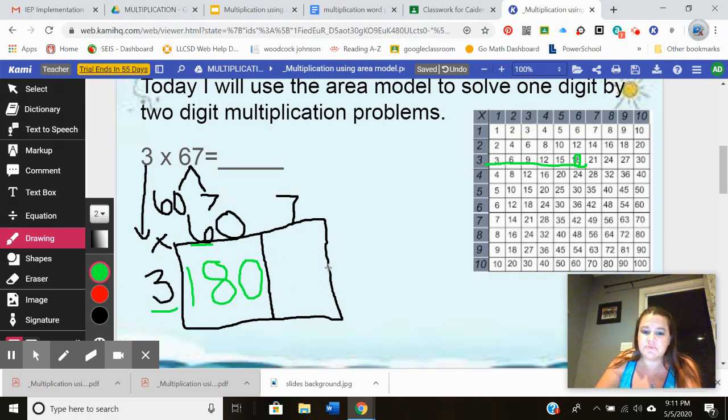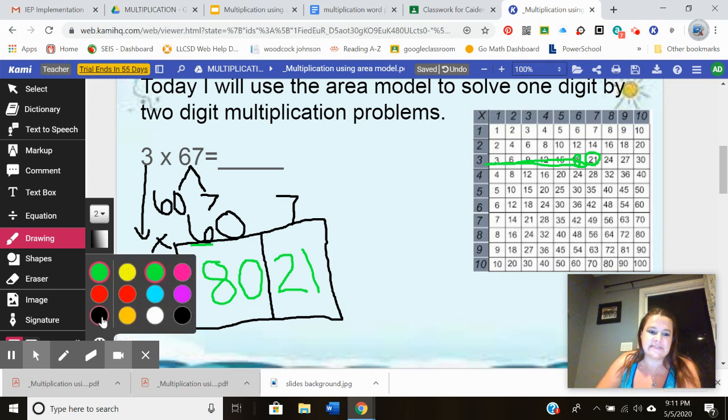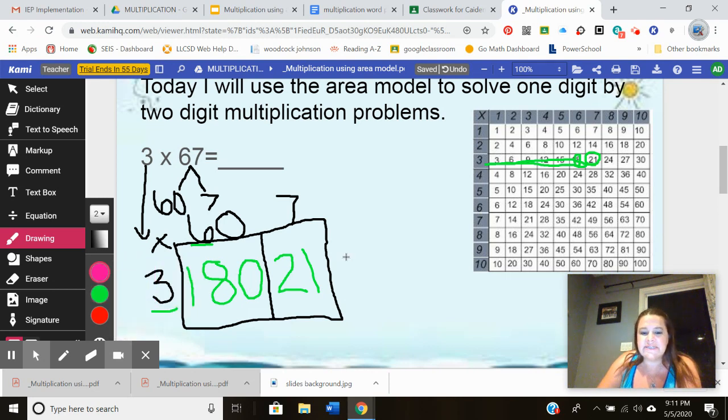Now I'm going to go into the ones place box, and I'm going to go 3 times 7, which is 21. So I'm going to write 21. I'm not quite done yet. I have found my products of both 3 times 60 and 3 times 7, but now I need to add both these products together to find the product of 3 times 67.